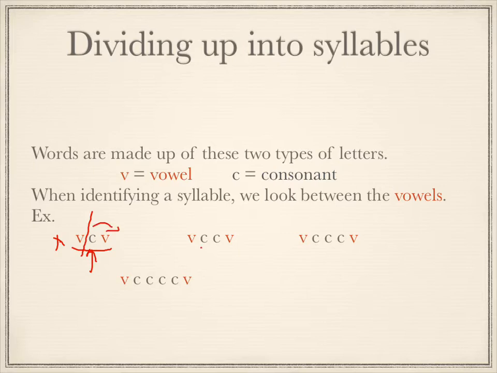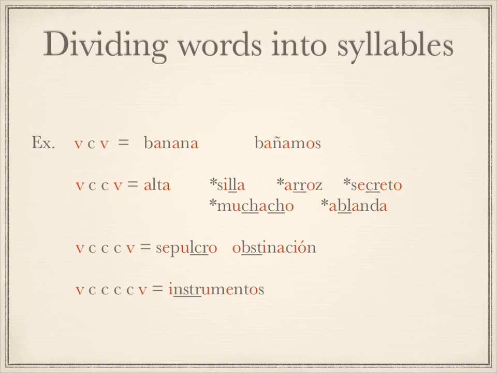What happens when we have two consonants? Well, that's easy. We're going to split them up right down in the middle. Typically that is the general rule. In the following, I'm going to show you some examples where there are some exceptions. Here we have an example of a vowel, consonant, vowel, and you're going to divide it right there.